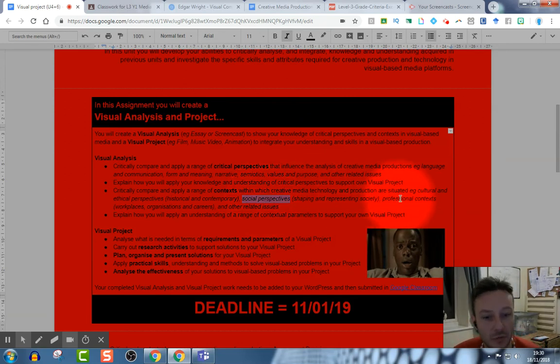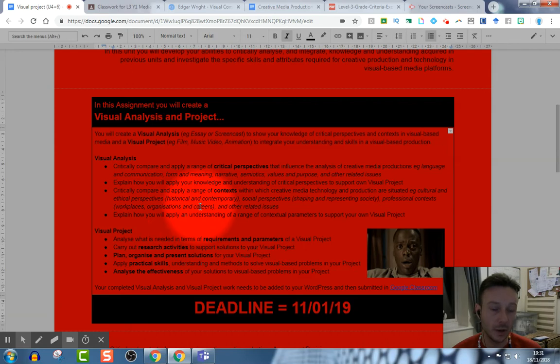Lastly, in this little bit, professional contexts. So, in terms of professional context, think about jobs, I suppose, here, in relation to working in visual media. So workplaces, organisations, and careers in visual media here. So I want you to think about this here and look at creative media production and visual productions in particular in relation to workplaces, organisations, and careers.